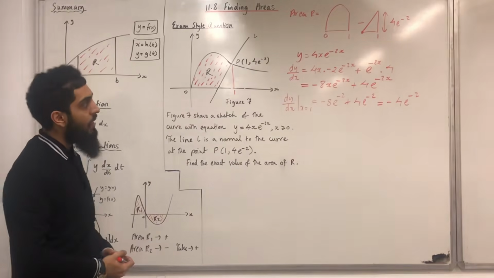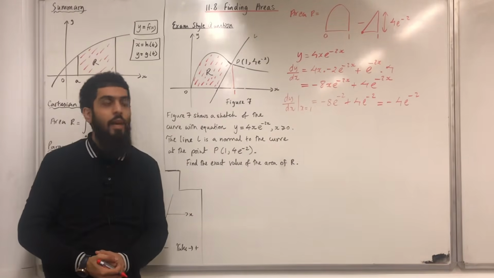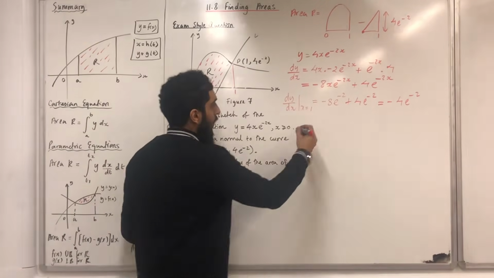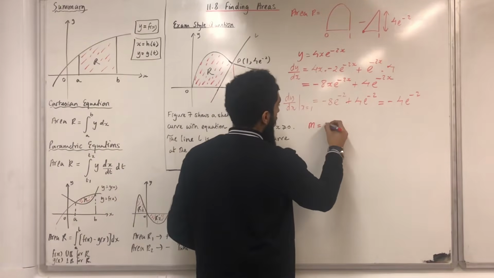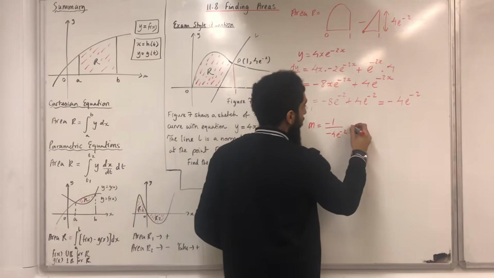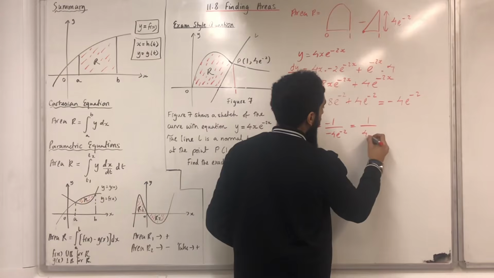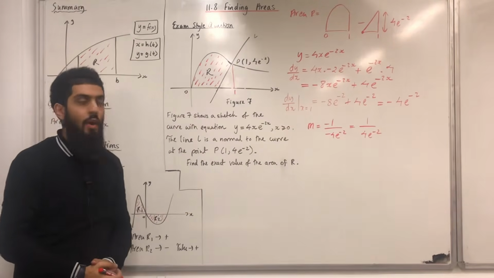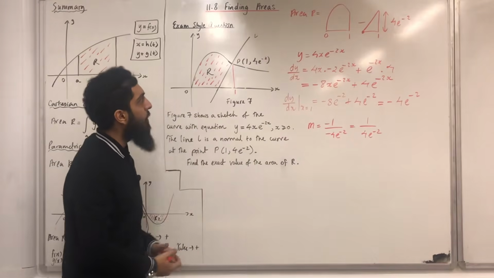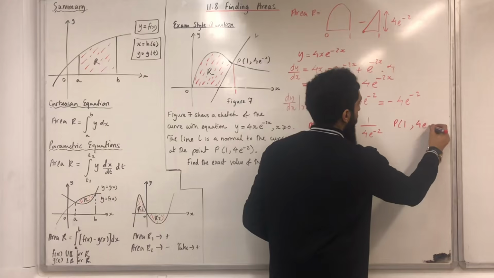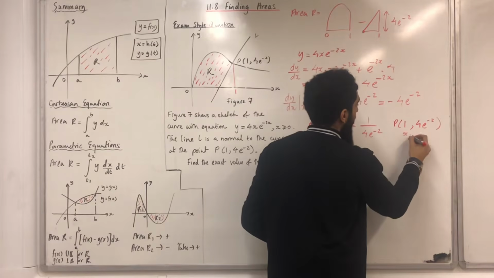To work out the gradient of the normal to the curve at the point P, we need to take the negative reciprocal of this. Therefore, my gradient m is equal to minus 1 over minus 4 e to the power minus 2, which is equivalent to 1 over 4 e to the power minus 2. Now, we've got the gradient of the line L, and we've got the point P, which is 1 for e to the power minus 2. I can label this as x1, y1.